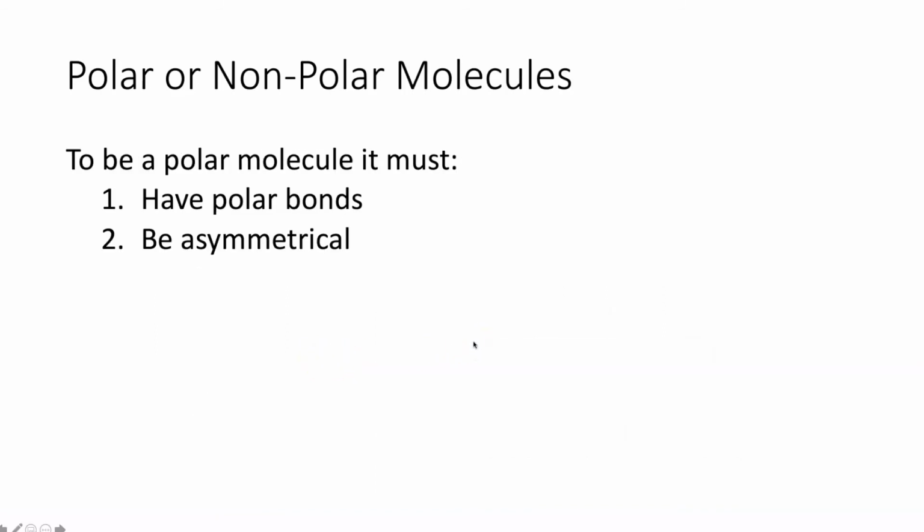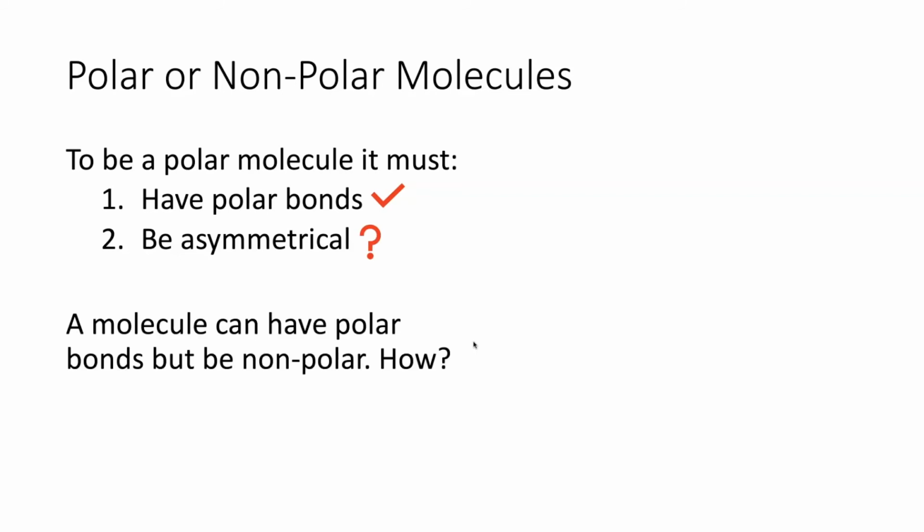All right, so that was just talking about the bonds themselves between two atoms, but a molecule altogether can also be polar. So for a molecule to be polar, it needs to have polar bonds and also be asymmetrical. Well, we know what it means to have polar bonds, right? That's just an electronegativity difference of greater than 0.5. But what about being asymmetrical? What does that look like?